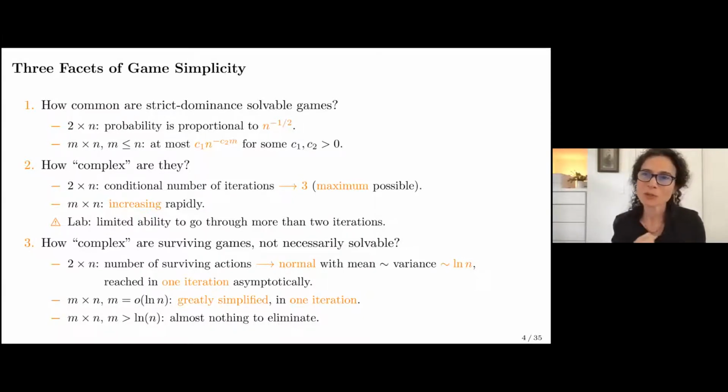So this will also qualitatively be the case when one of the agent's actions is of the order of log n and the other one is n. But if you let both action sets increase in volume, then there's nothing to eliminate very quickly. So if you think about games in which all the players have the same number of actions, this process of iteration doesn't get us very far.